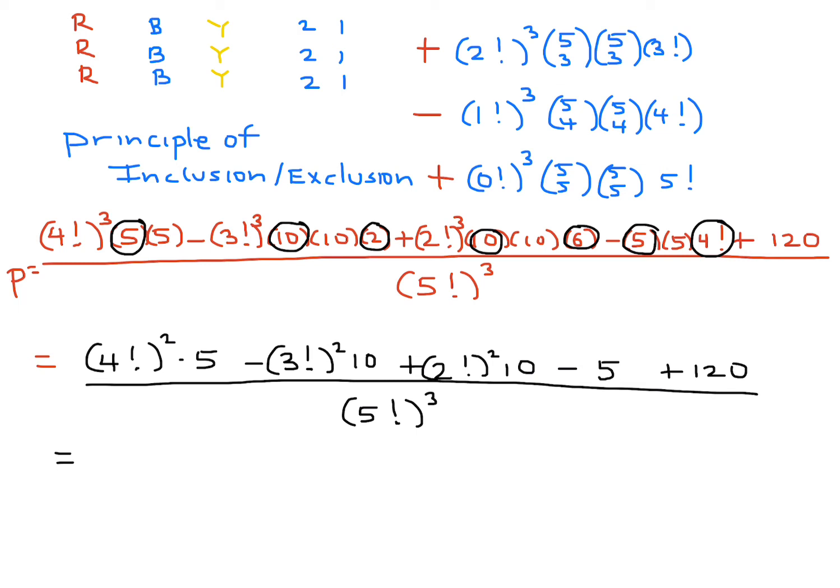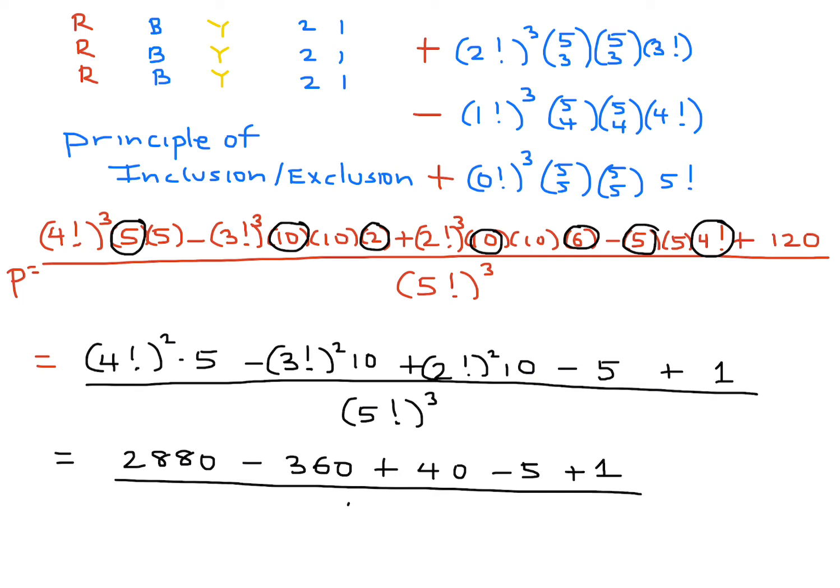Okay, now I can do some number crunching. 4 factorial is what? 24. So 24 times 24 times 5, that's 2880. 3 factorial is 6. 6 times 6 is 36 times 10, 360. And then there's 2 times 2 times 10, so that's 40. That's minus 5. And, ooh, this one here, I had to actually divide through by 120. I forgot to do that. Sorry about that. That would make that just 1. Okay, glad I caught that. And then the denominator was just reduced to just 5 factorial to the power of 2.